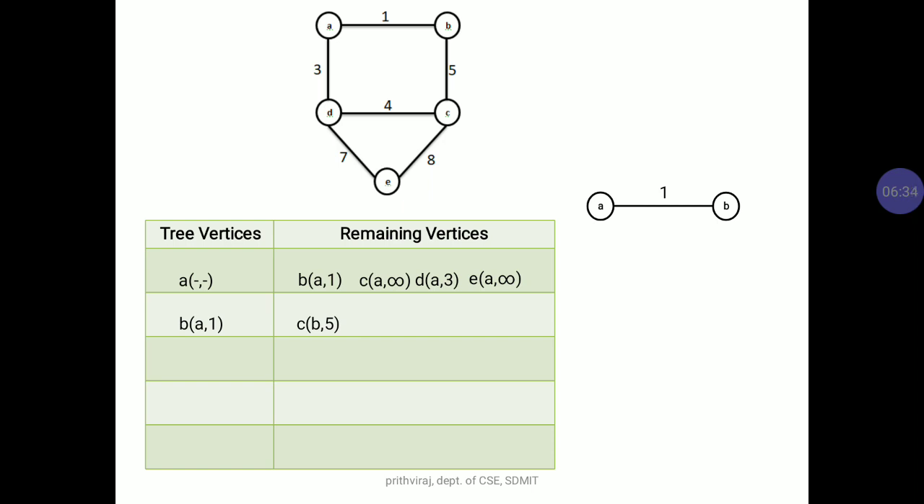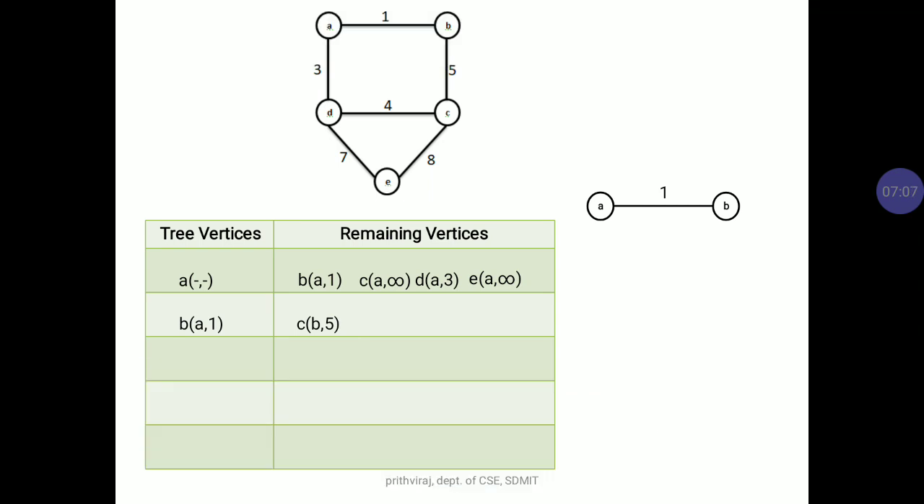C, in the remaining vertices, C of A comma infinity we had. Now here we are writing C of B comma phi. Now here again we need to compare whether phi is smaller than infinity or not. Okay, now phi is smaller than infinity, then we can take this as the new vertex with the new weight, that is C of B comma phi, since we had direct path from B to C.